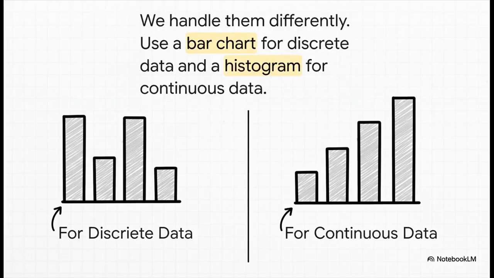So why does this even matter? Well, because we handle them differently, especially when we're trying to visualize them. We'd probably use a bar chart for discrete data, with little gaps between the bars. But for continuous data, we'd use a histogram, where the bars are all touching to show that the data can flow across a continuous range.